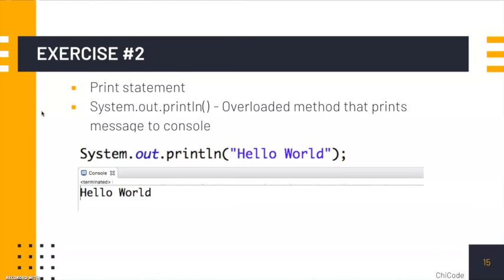Now you're wondering, there's so many dots and so many different words here that I do not know. All we need to know right now is that print line is a method. A method is a block of code that does a job. So print line is going to do some sort of job. And here it's just going to print whatever's in our parentheses.